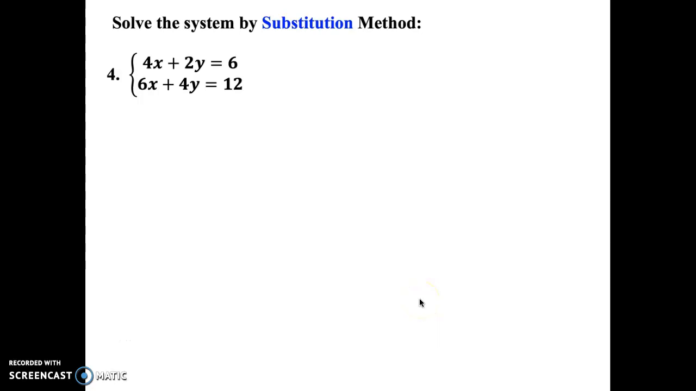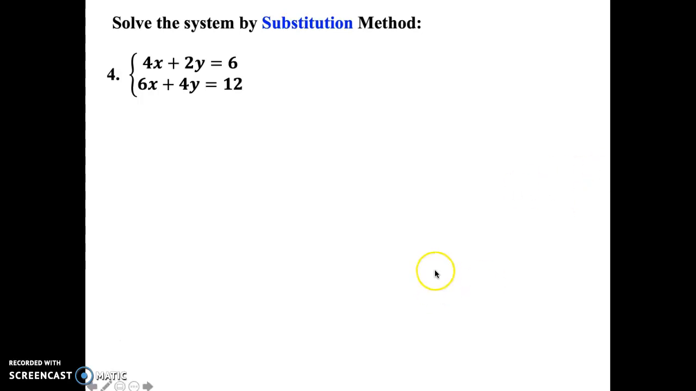Lesson 2, Part 2. This one says solve the system by substitution method. I just added this one, so I'm pretty sure it's not in the lecture guide. All right, on this one right here, it looks different than the other ones because in the other problems I was telling you to look for a variable that has a coefficient of 1. Well, this one doesn't have that. We don't have a coefficient of 1 on any of the variables in any of the equations here.